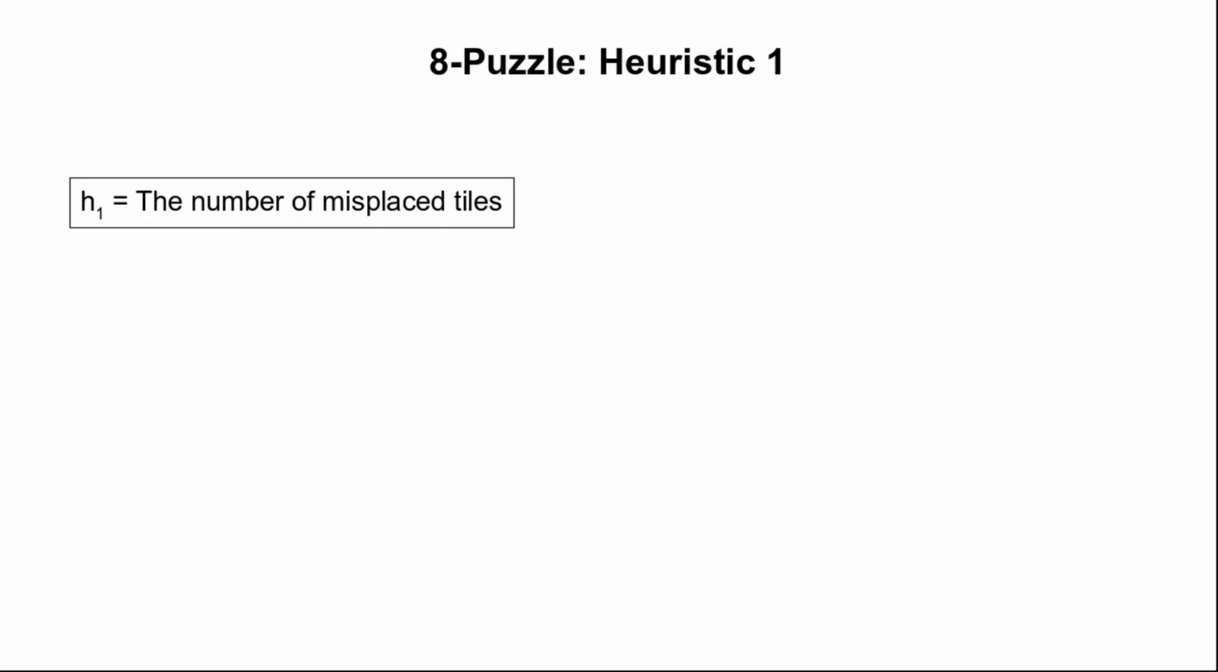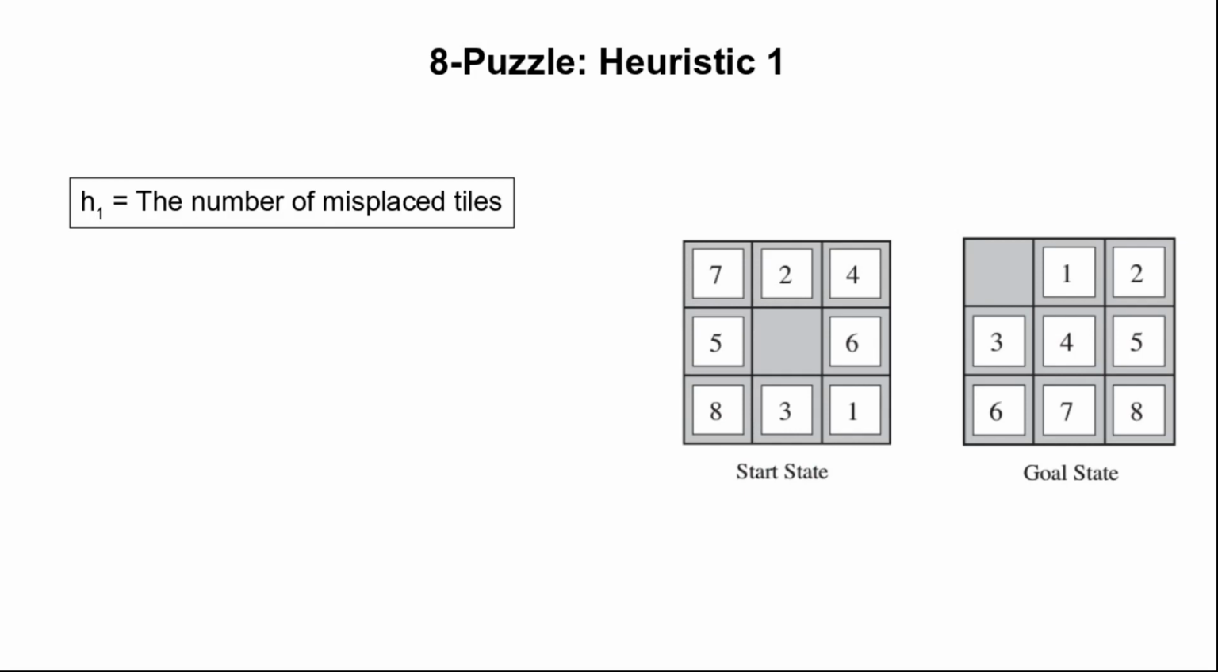with some heuristic functions, and here we will discuss two possible heuristic functions that we can use for the 8 puzzle problem. The first heuristic function is the number of misplaced tiles. So if we consider this given start state and the corresponding given goal state, we will see that each of the 8 tiles are misplaced.